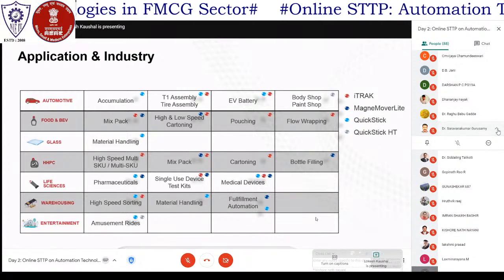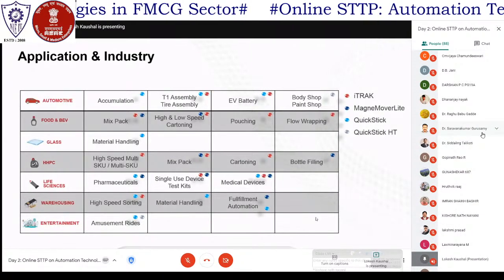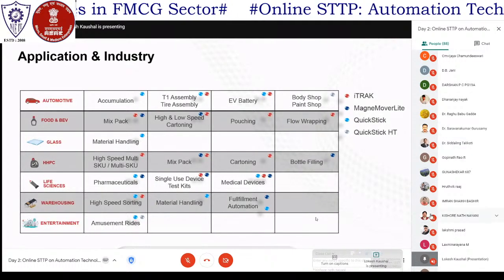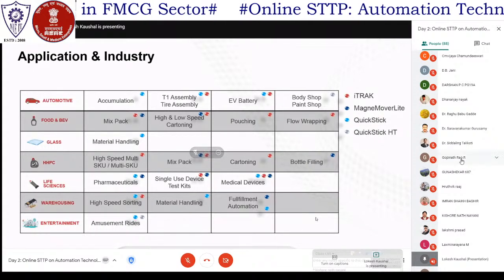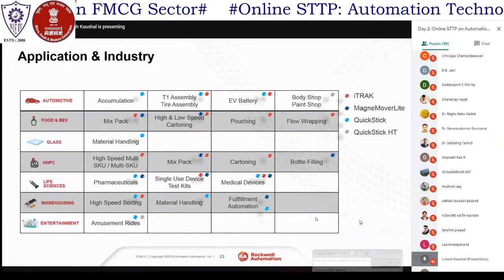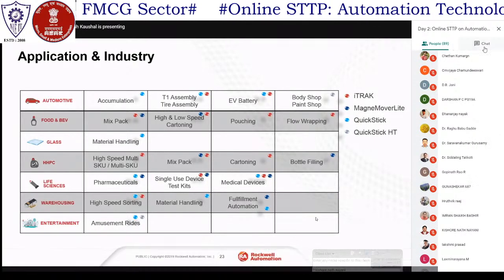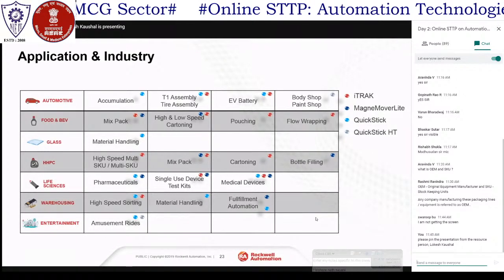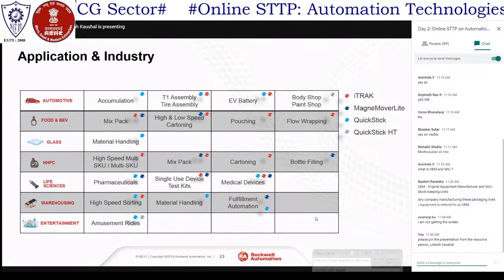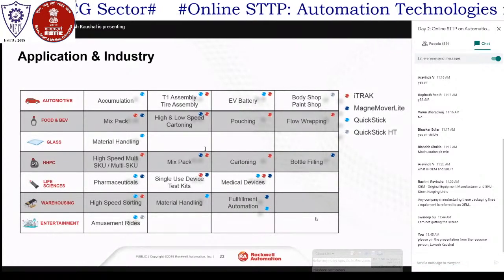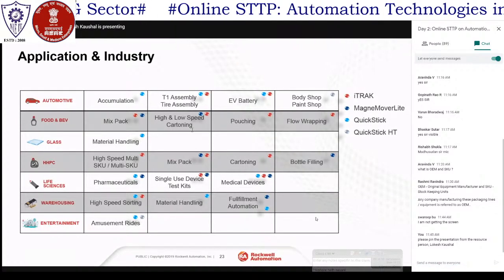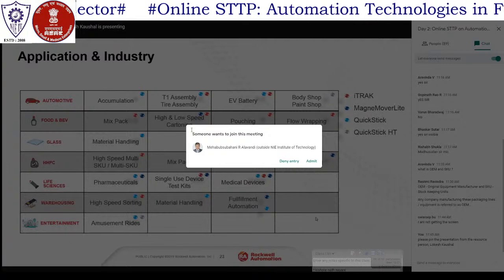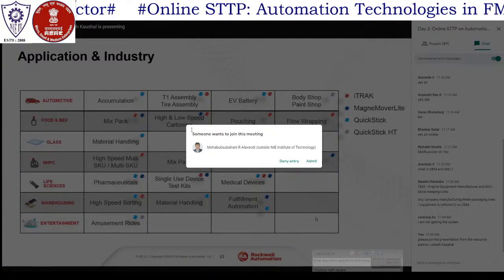So yes, sir, I had one question. Any difference between Magni Movers and Quick Stick, sir? Quick Stick. Yeah, there are a few significant differences. So the first thing I want you to understand is that these are product names, and product names are done based upon certain characteristic differences between each other. So Magni Mover Light can handle loads up to 10 kg, while providing you accelerations and decelerations in the range of 2 meters per second squared.